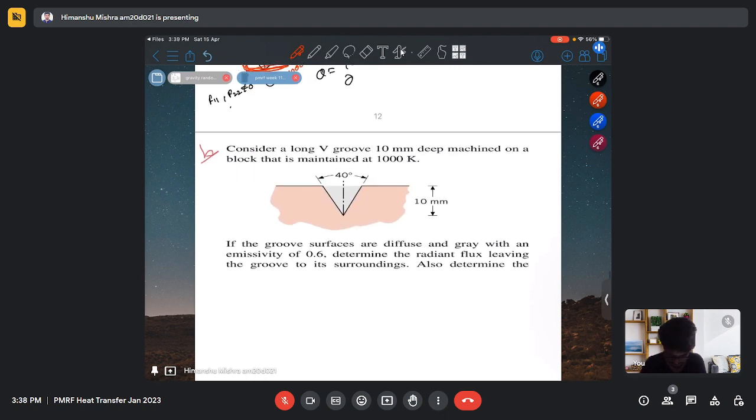So in this question we have given a long V groove of 10 mm depth machined on a block that is maintained at again 1000 Kelvin, and if the groove surfaces are diffuse and gray with an emissivity of 0.6, determine the radiant flux leaving the groove to its surrounding.